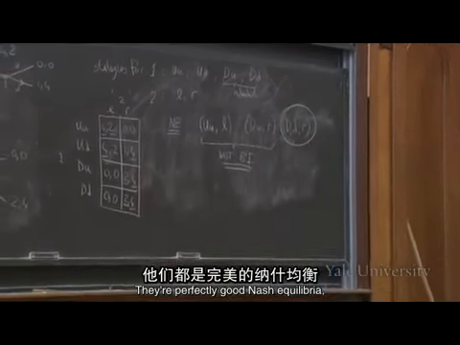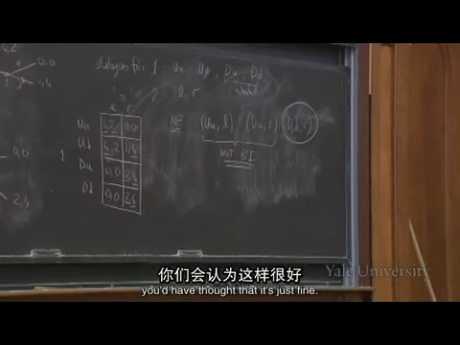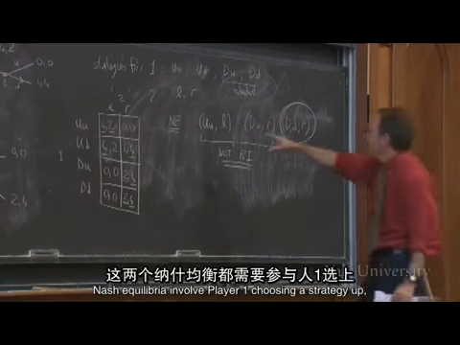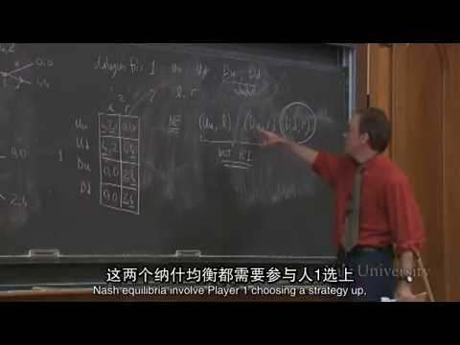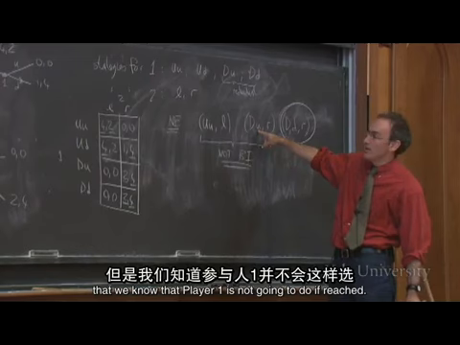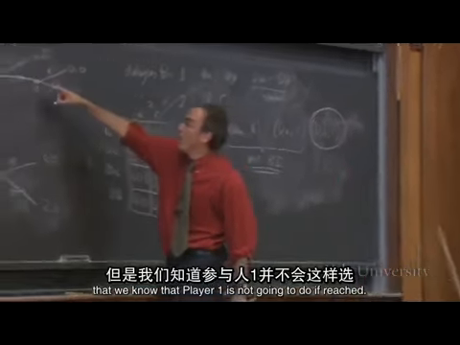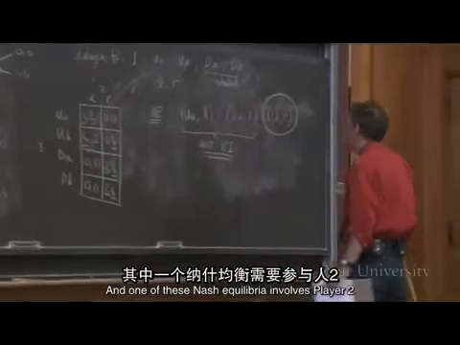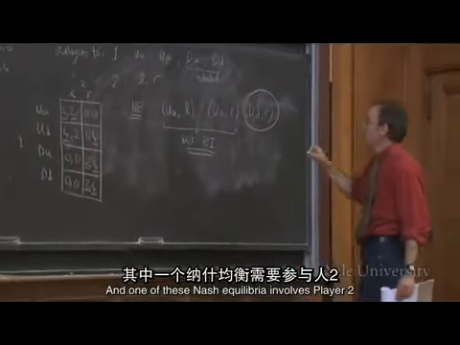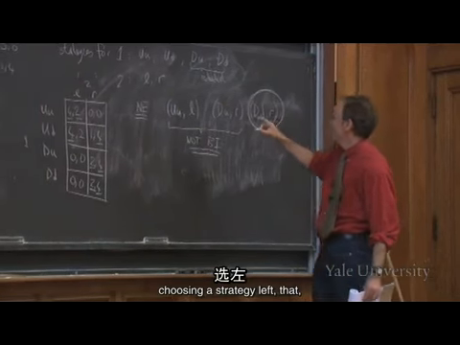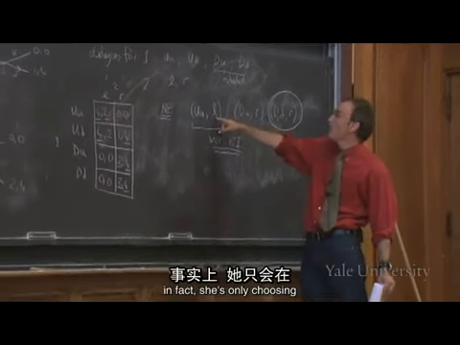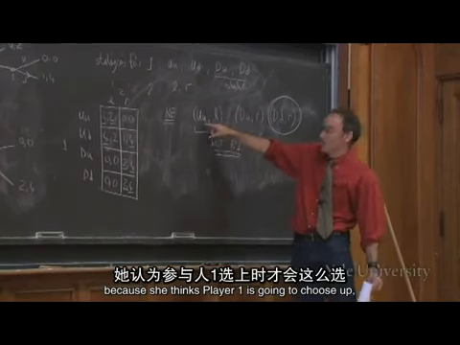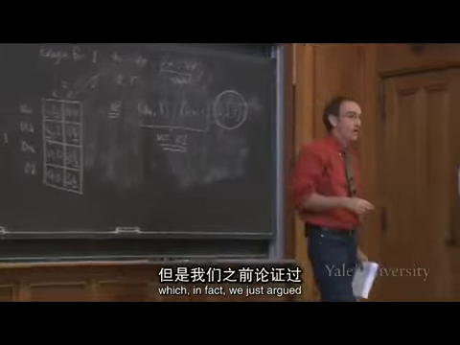They're perfectly good Nash equilibria. If we'd given you this matrix at the midterm, you'd have thought they're just fine. But it turns out both of these Nash equilibria involve player 1 choosing a strategy up that we know player 1 is not going to do if reached. And one of these Nash equilibria involves player 2 choosing a strategy left that in fact she's only choosing because she thinks player 1 is going to choose up, which we've just argued player 1 is not going to do.